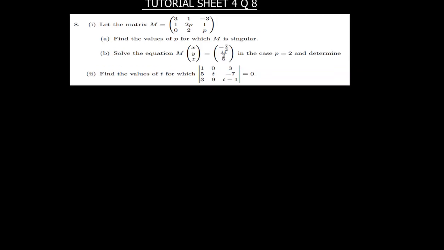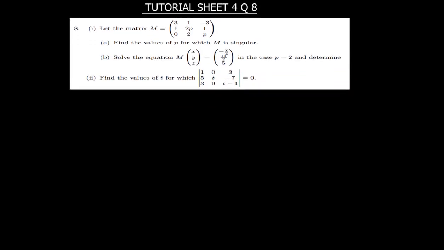Hi everyone, so this is tutorial sheet 4, question 8. The question is, let the matrix M be equal to that, and then they are saying find the values of P for which the matrix M is singular. So we know that if the matrix is singular, the determinant of that matrix is equal to 0.